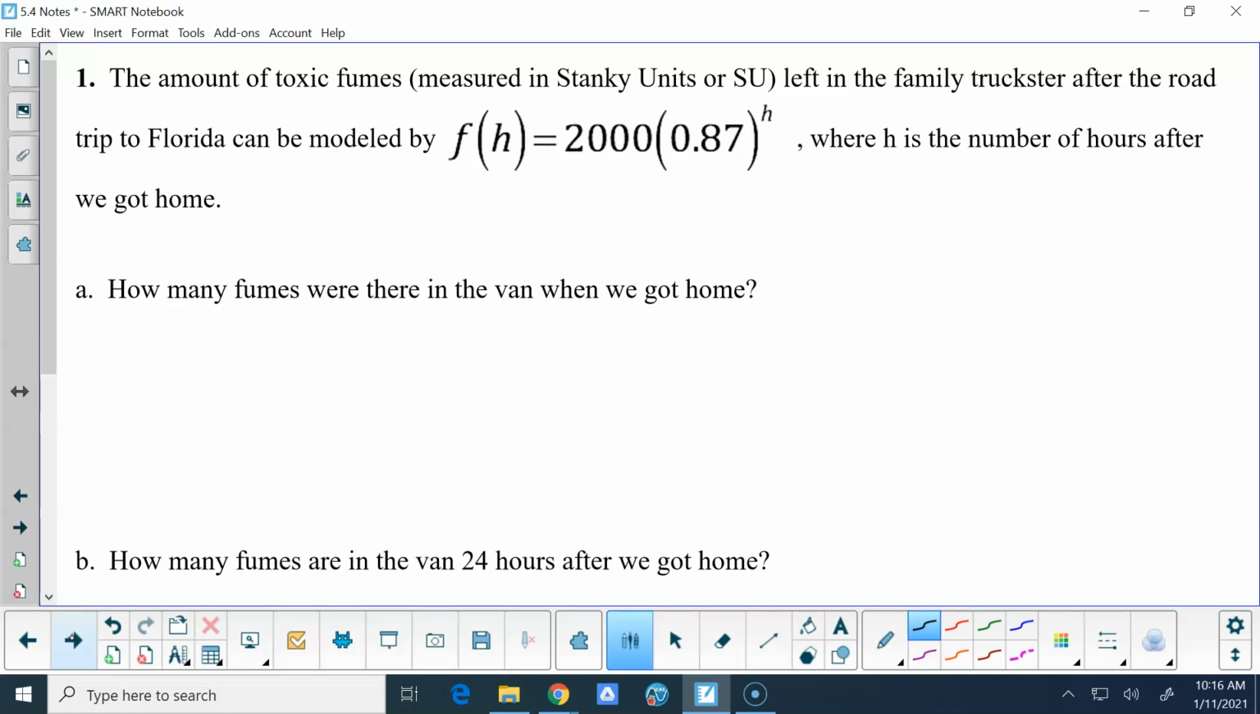Okay? So the amount of toxic fumes measured in Stanky units, or SUs, left in the family truckster after the road trip to Florida can be modeled by F of H, fumes per hour, equals 2,000 times 0.87 to the H power, where H is the number of hours after we got home. So the question A says, how many fumes were there in the van when we got home?